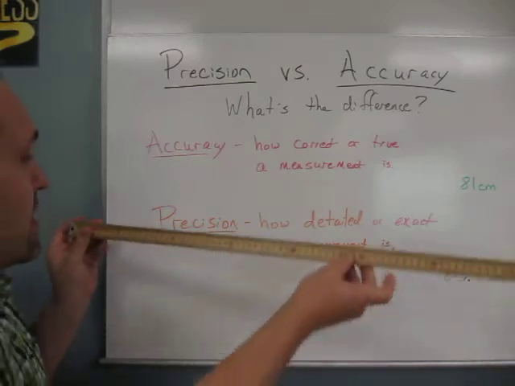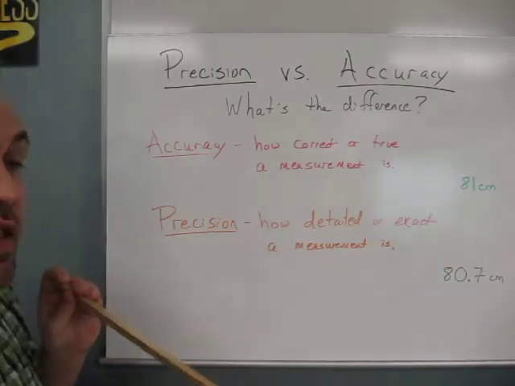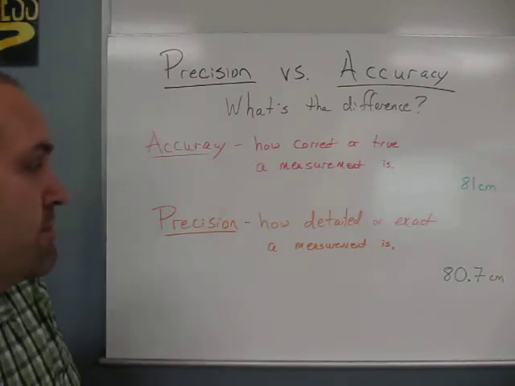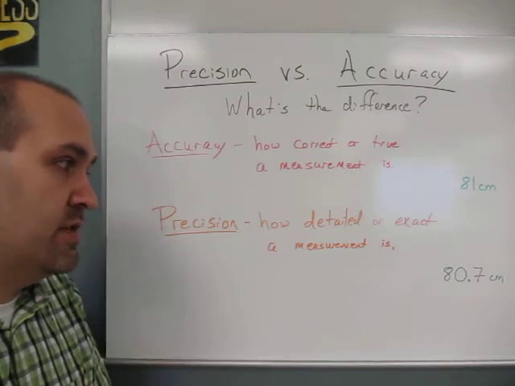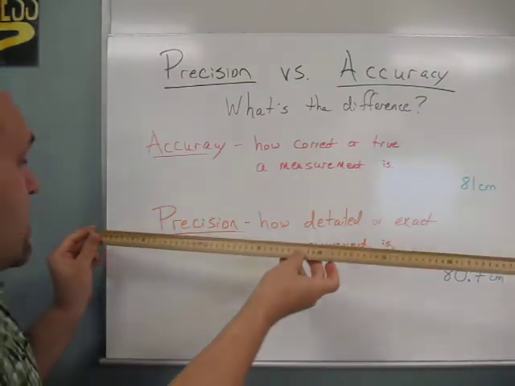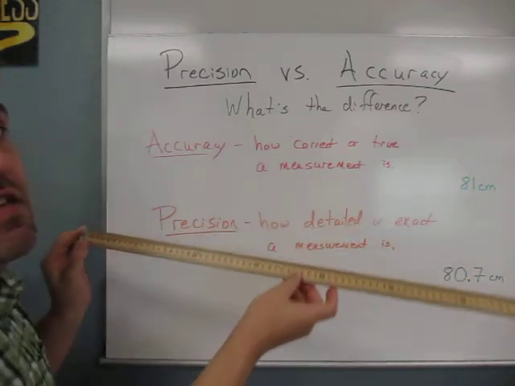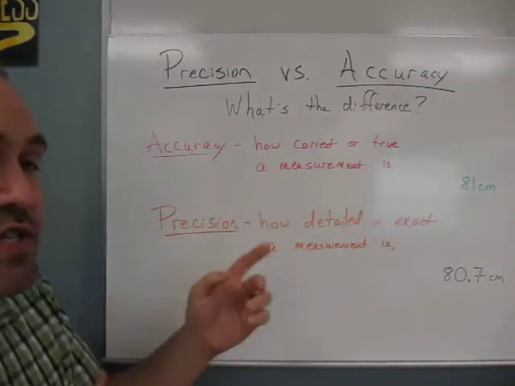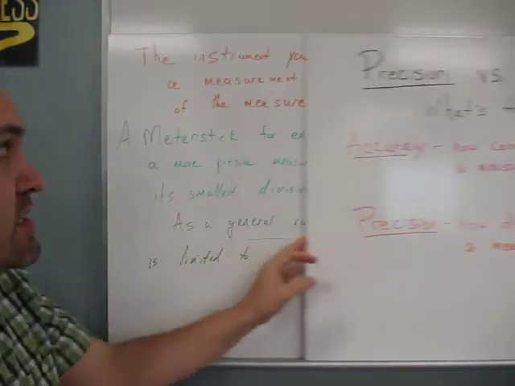If I take this meter stick and measure the width of the board and tell you that it's 81 centimeters, that's an accurate or true measurement. Precision is how detailed, how exact a measurement is. If I was more careful with the meter stick, I could tell you more precisely the width is 80.7 centimeters. So accuracy is how true or correct, and precision is how exact a measurement is.